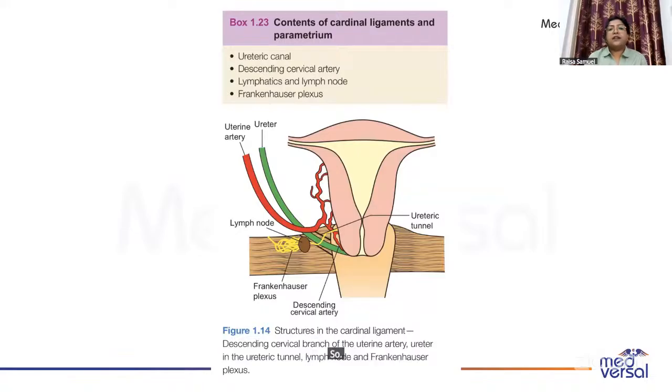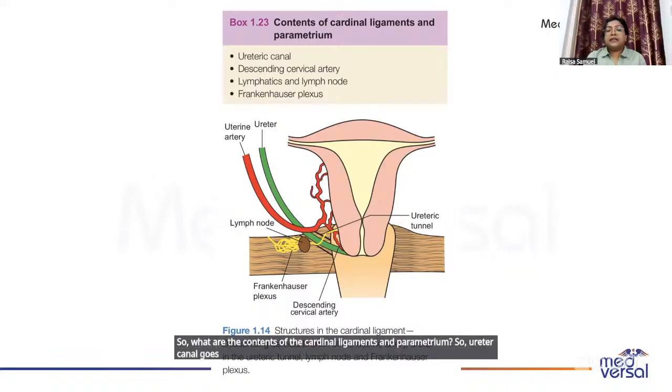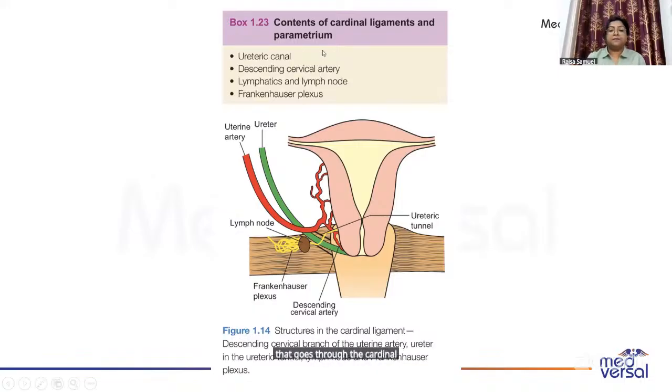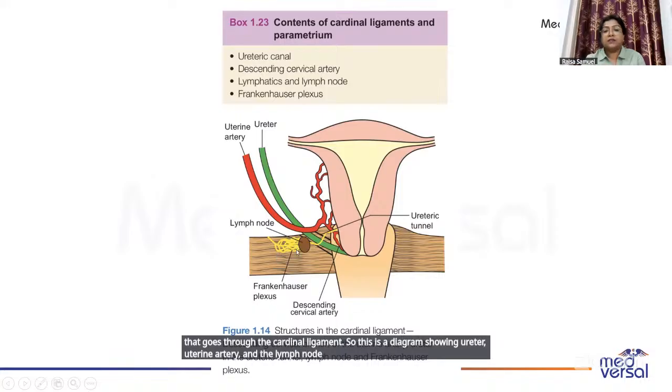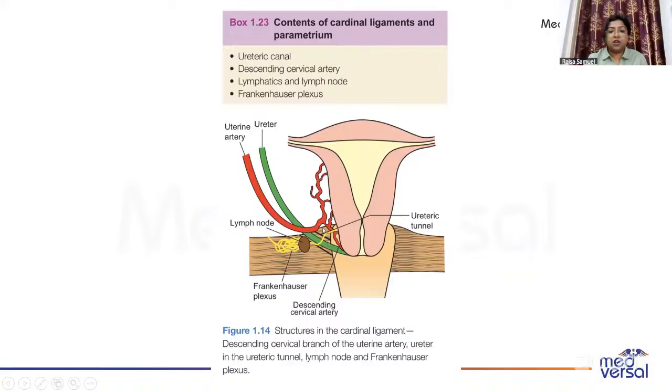So what are the contents of the cardinal ligaments and parametrium? The ureteric canal goes through it, descending cervical artery, lymphatics and lymph nodes, and Frankenhauser plexus. These are the structures that go through the cardinal ligament. This is a diagram showing the ureter, uterine artery, the lymph node and the Frankenhauser plexus. This area is called the ureteric tunnel.